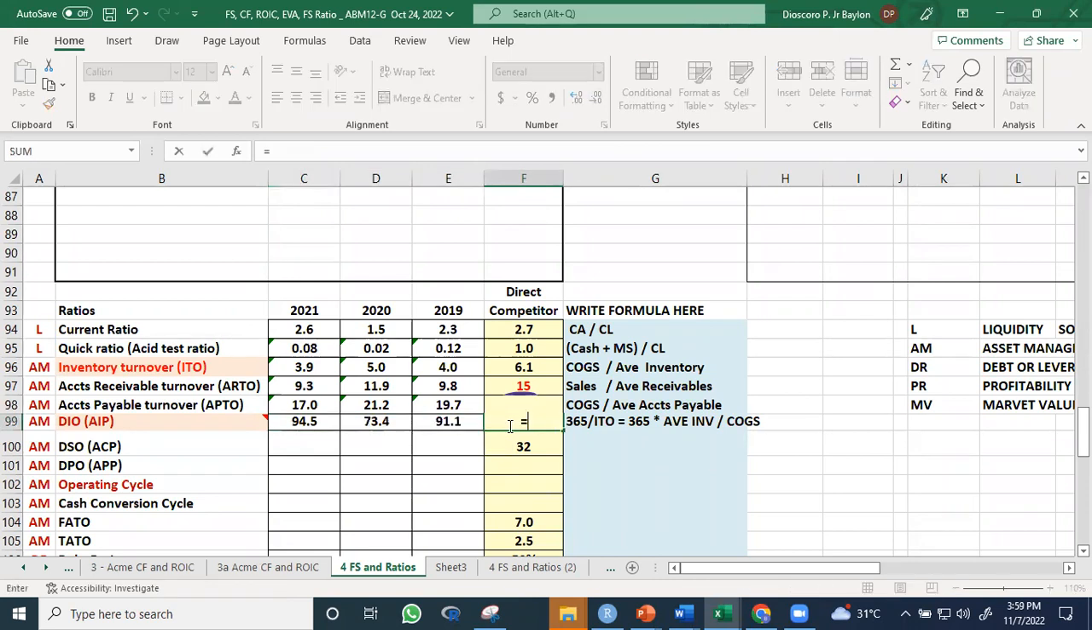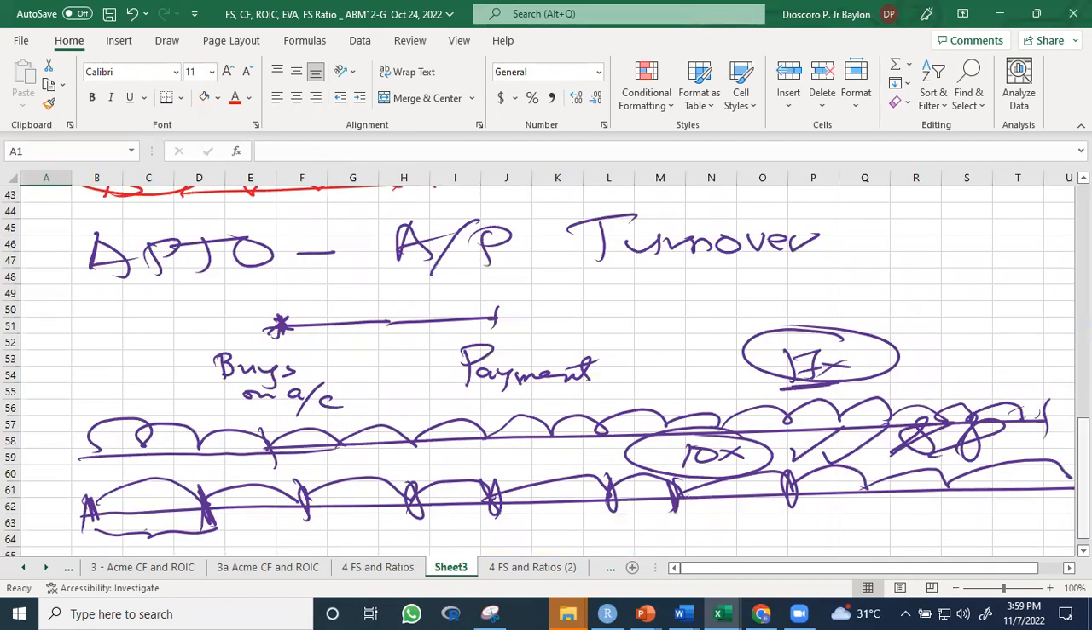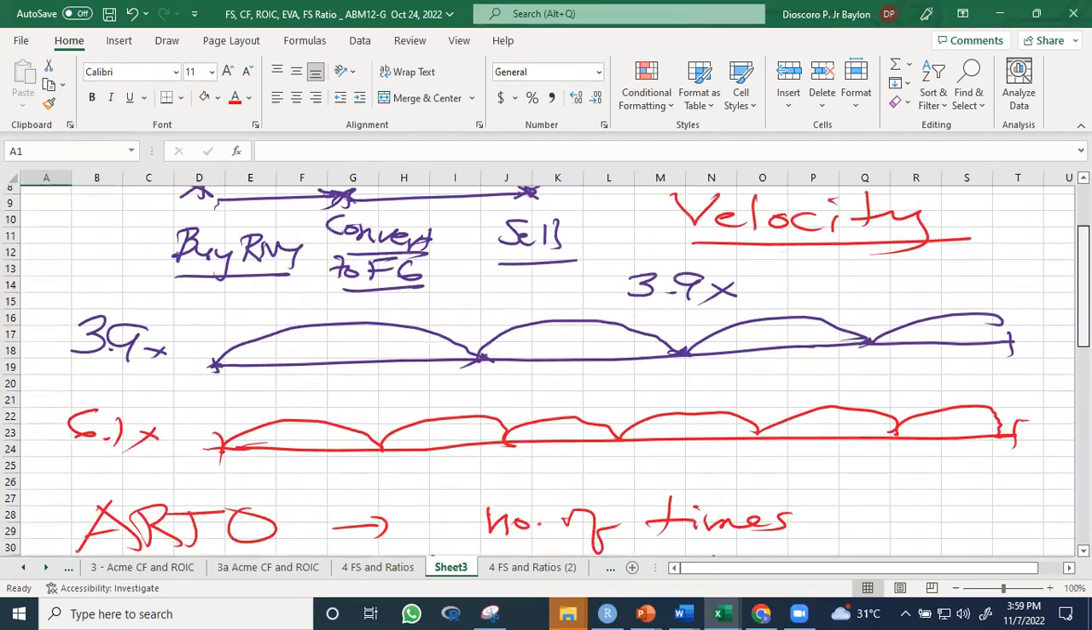Alright, tapos ito lagay ko na lang formula. 365, para hindi mawala yung format, divide by 6.1. Okay. Alright, ano ibig sabihin nito? Kung yung ITO, ang binibilang natin yung number of times, ito, number of days. So balikan natin to. So what does this mean? Ang ibig sabihin nitong 3.9 times, no? Okay, ibig sabihin nito, 94.5 days to.